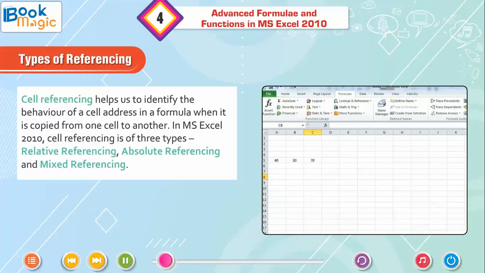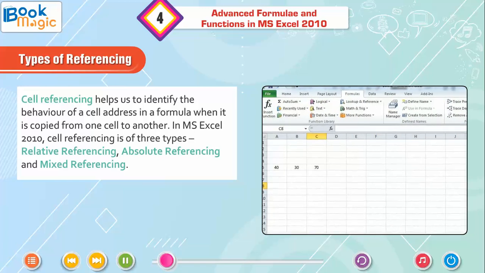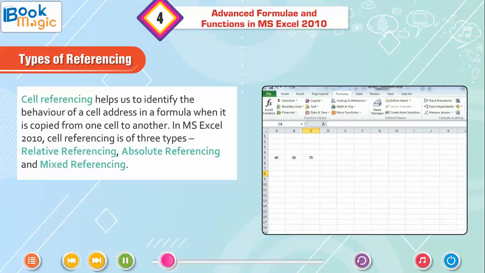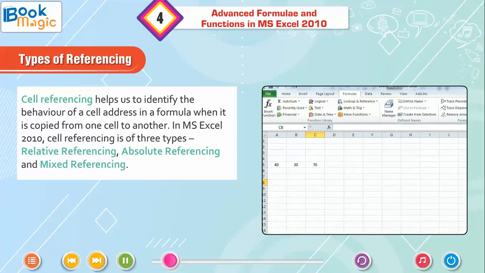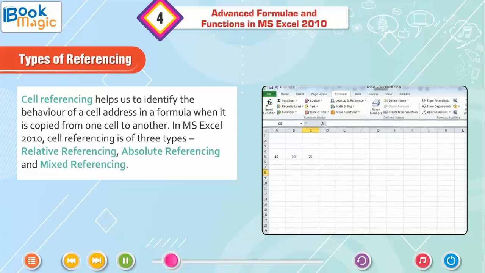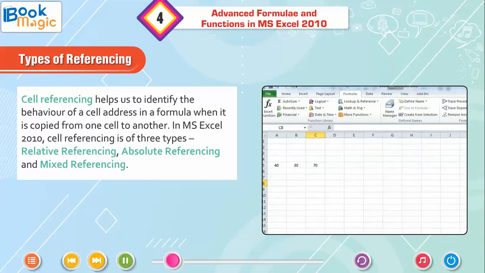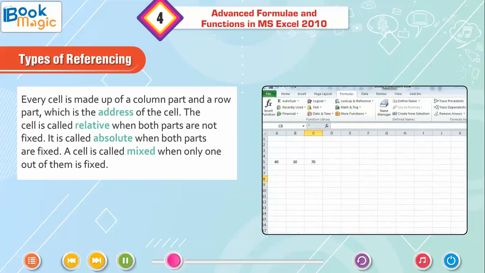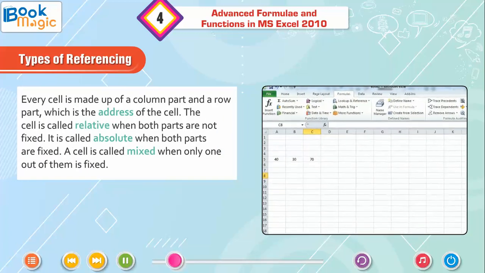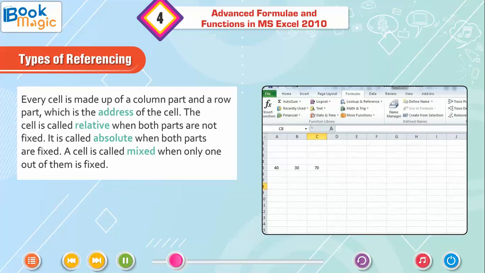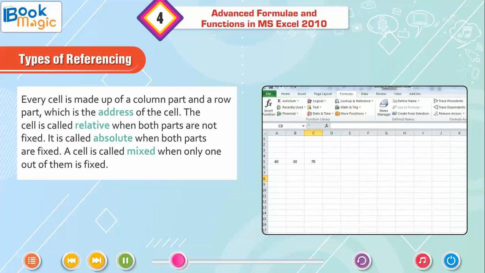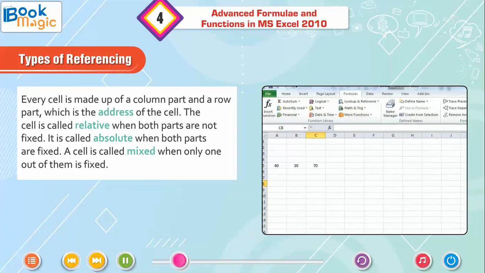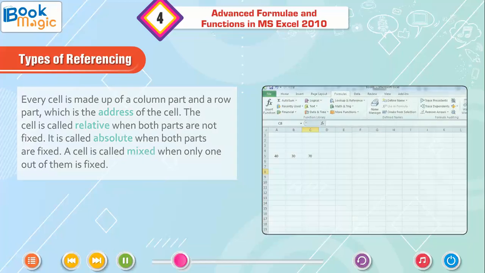Types of referencing. Cell referencing helps us to identify the behavior of a cell address in a formula when it is copied from one cell to another. In MS Excel 2010, cell referencing is of three types: relative referencing, absolute referencing, and mixed referencing. Every cell is made up of a column part and a row part, which is the address of the cell. The cell is called relative when both parts are not fixed. It is called absolute when both parts are fixed. A cell is called mixed when only one of them is fixed.